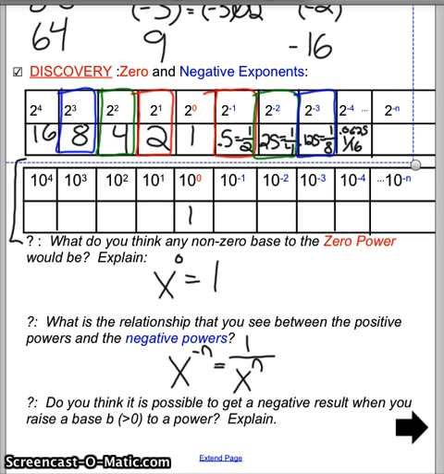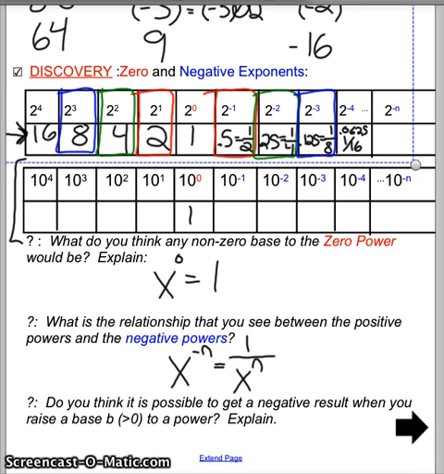And now, finally, another food for thought. Do you think it's possible to get a negative result when you raise a base to a power? So that, I want you to look at this row for me up here, okay? No matter what we did, we had positive exponents, we had 0 exponents, we had negative exponents. But I want you to notice, our solutions were always positive, okay? So taking a positive number to any exponent, I want you to realize it will never, ever be negative, okay? You will never get a negative solution by doing that.